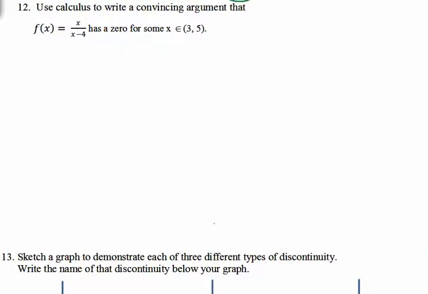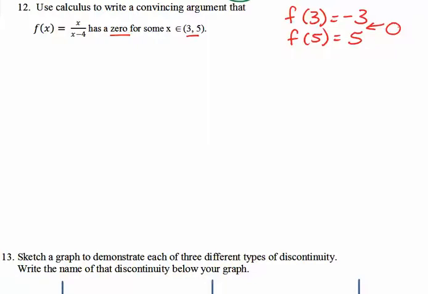This is quarter one review sheet A, picking up with question number 12. Use calculus to write a convincing argument whether there is a zero somewhere between 3 and 5. Well, let's stop and come up with a plan first here. If we put 3 into our function, we will get negative 3. And if we put 5 into our function, we will get 5 over 1. So, does it cross 0 in between?